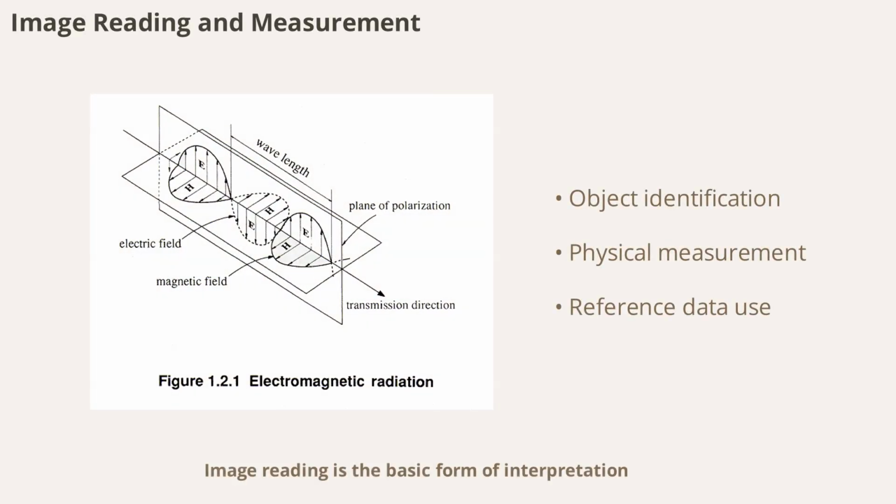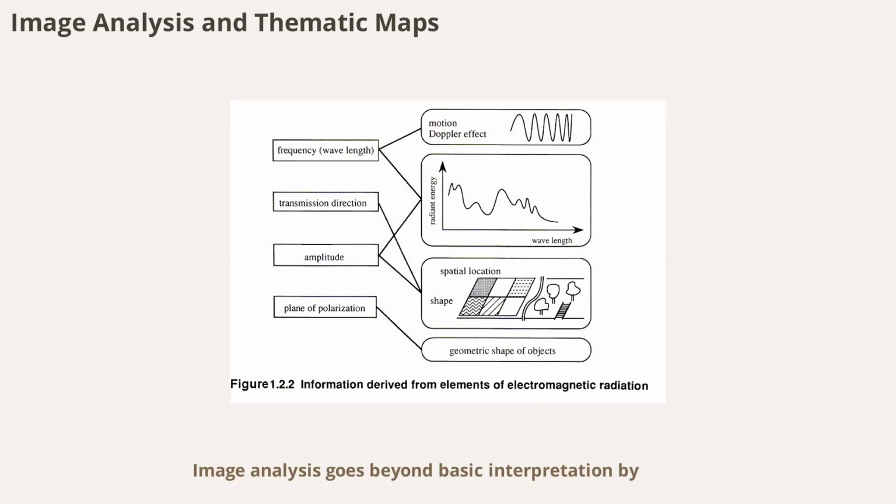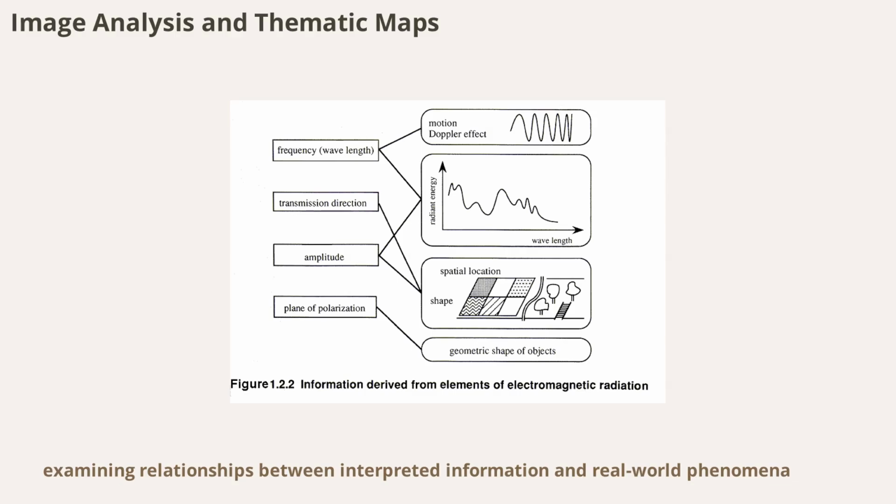Image reading is the basic form of interpretation, involving the identification of objects using elements like shape, size, pattern, tone, texture, color, and shadow. Measurement involves extracting physical quantities such as length, height, or temperature from images, often using reference or calibration data. These processes are essential for converting raw image data into actionable information, whether for mapping, resource management, or scientific research.